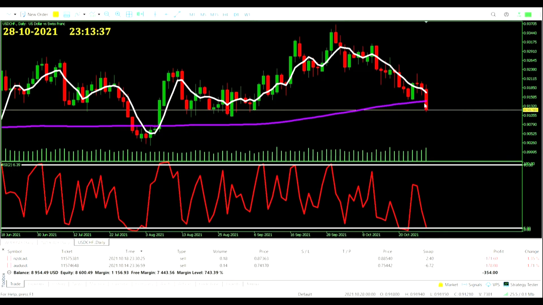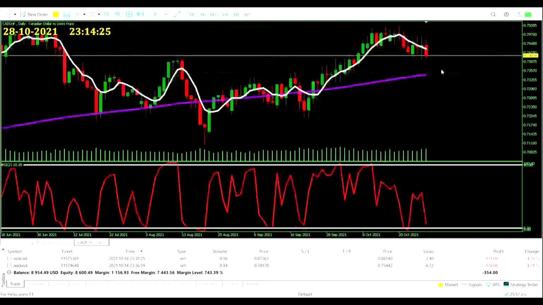US dollar Swiss franc won't give the signal. Price has dropped enough that it's below the moving average, so even if it goes into oversold territory, it's too far gone to get in. CAD Swiss could get there though with a red day. One more like this one won't push it beneath the average, but should get it into oversold.